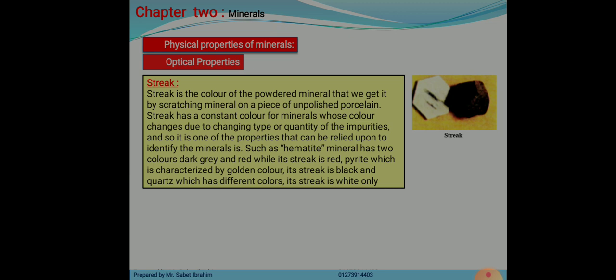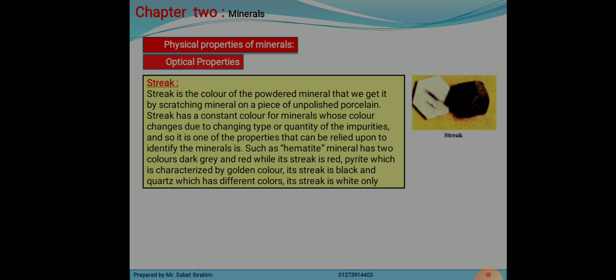Now we have another optical property, which is streak. What is a streak? Streak is the color of the powder of a mineral, and we get it by scratching the mineral on a piece of unpolished porcelain.